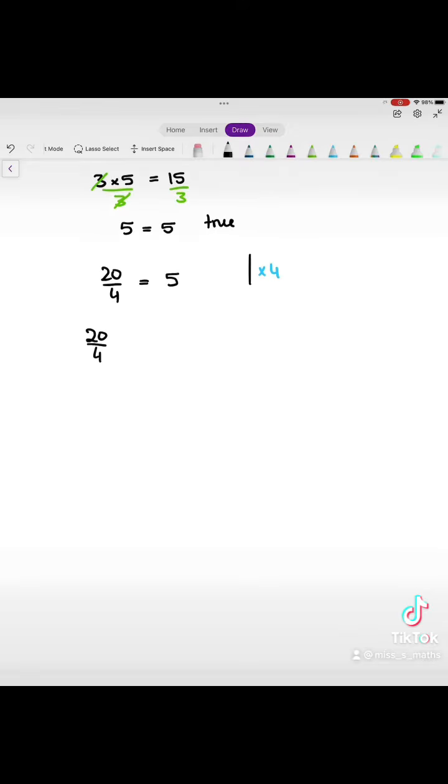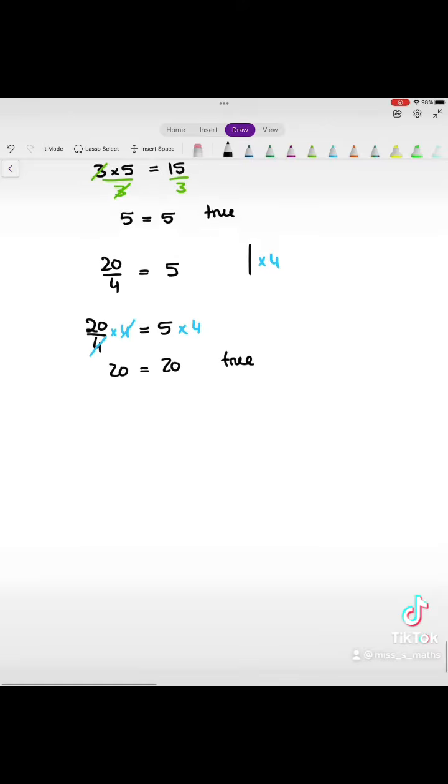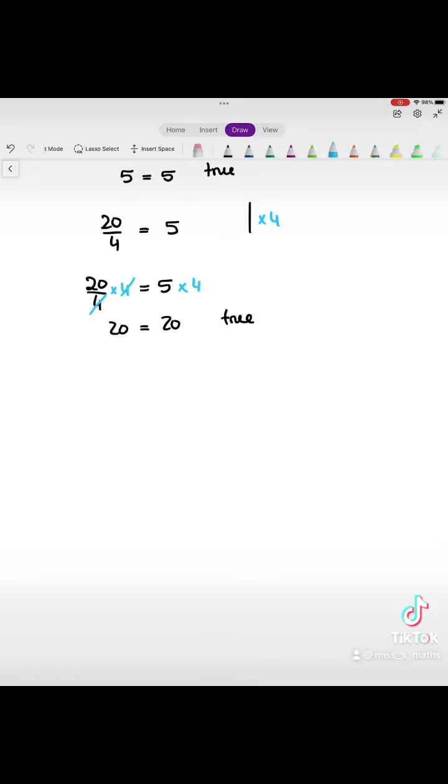Let's check if we're also allowed to multiply both sides of an equation by the same value without changing the truth value of that statement. So if we multiply by 4, on the left side it cancels out, we're left with 20, and 5 times 4 is also 20, which again gives us a true statement. So we are also allowed to multiply both sides of an equation by the same value.